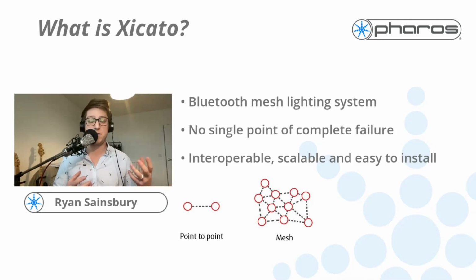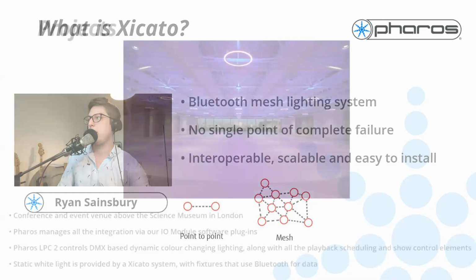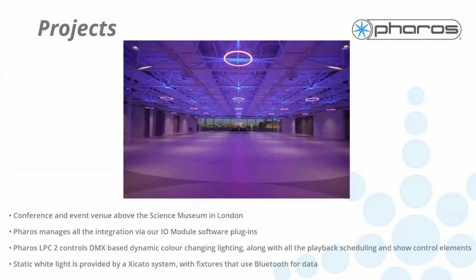Obviously, you have no data cables running between fixtures as well, so it can be quite a cost-effective solution. And it can also be quite easy to install because you don't have to run all the extra wiring. Because of the mesh network topology as well, it can be easily scaled up to a large amount of fixtures. And finally, the Xicato system has been developed to integrate with third-party systems such as Pharos or building management systems. So I just want to have a quick look at a typical project that would be used with the Xicato system.